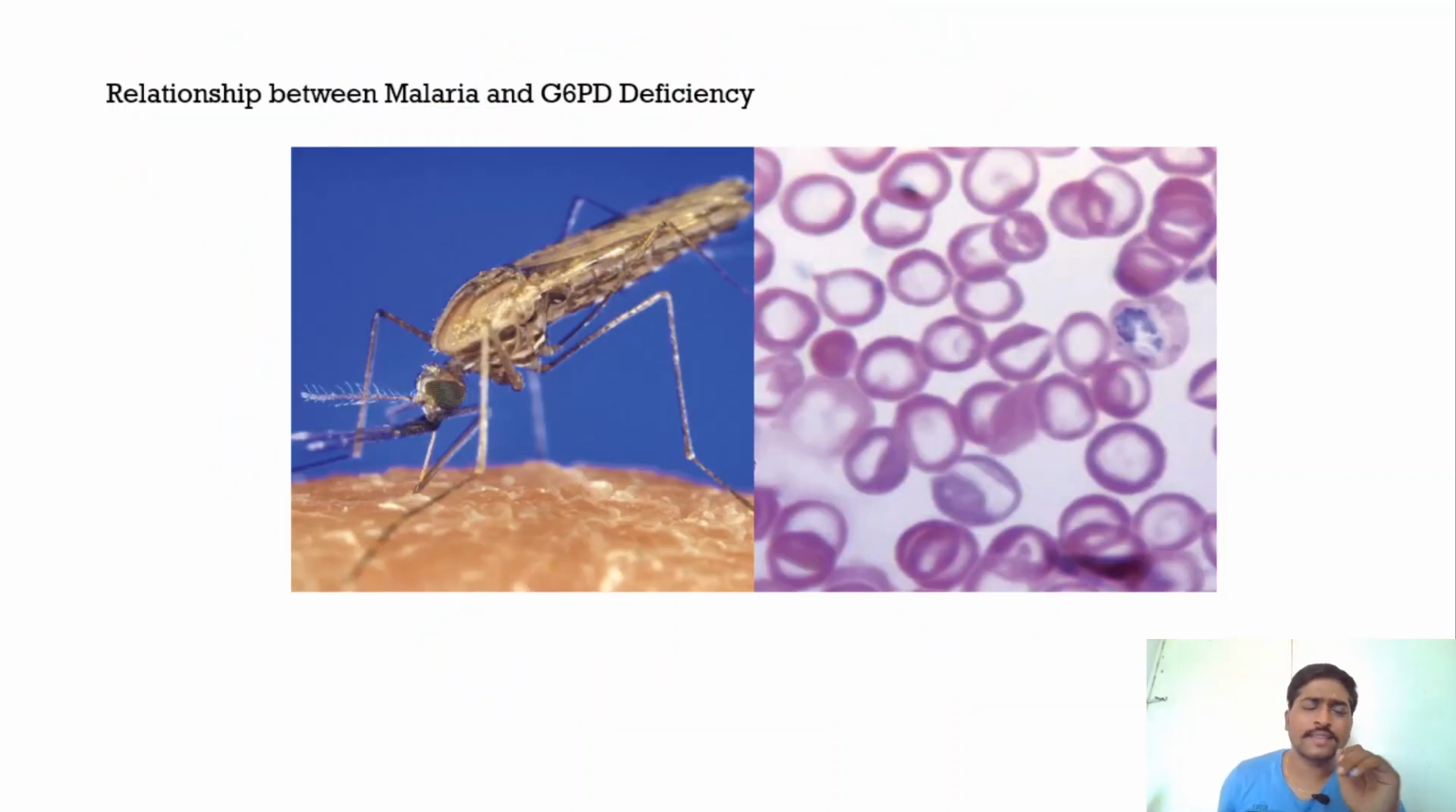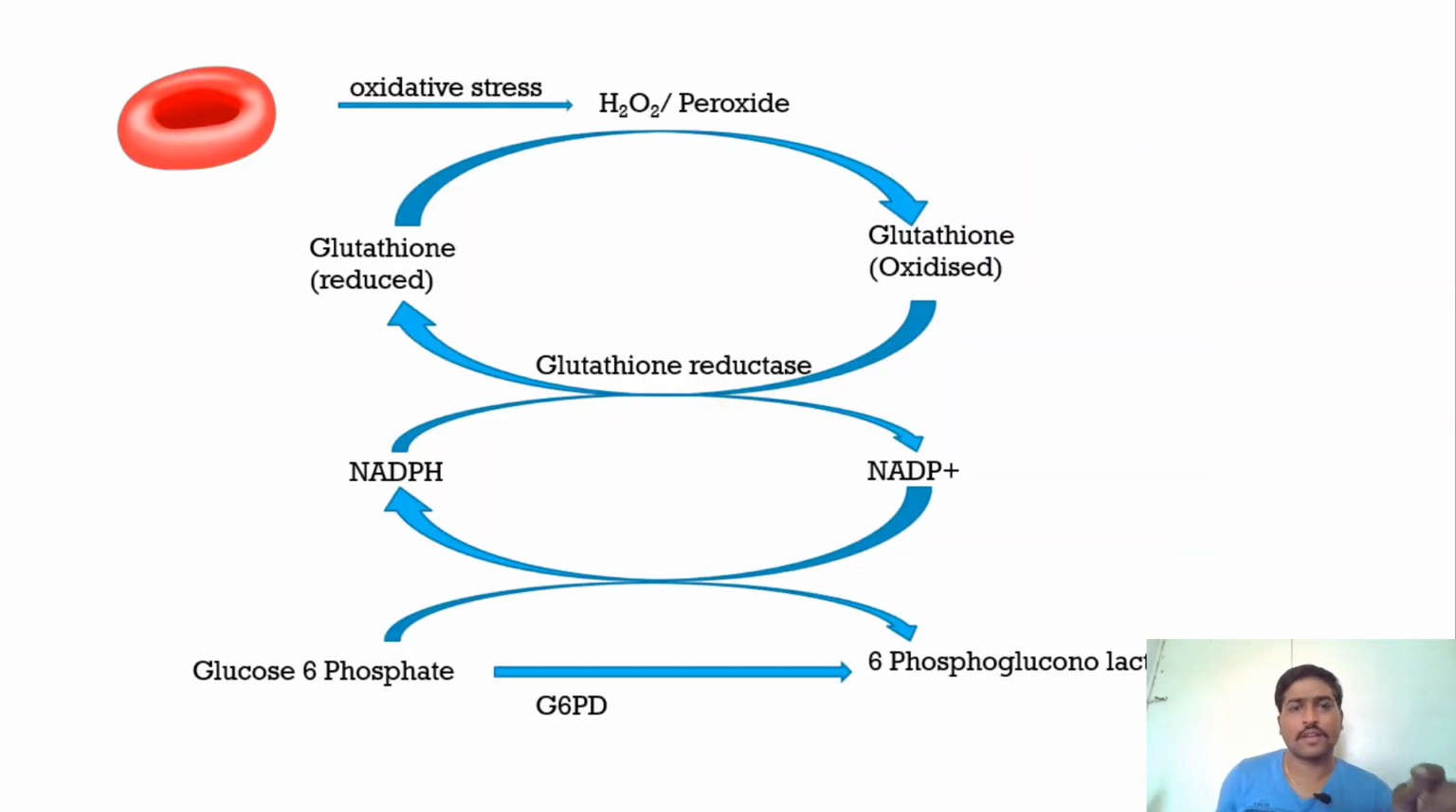Now, what is the relationship between malaria and G6PD deficiency? Why are we calling this advantageous, right? You will use the same kind of thing. We have already seen this one. You can take a snapshot of this to understand it better, right?